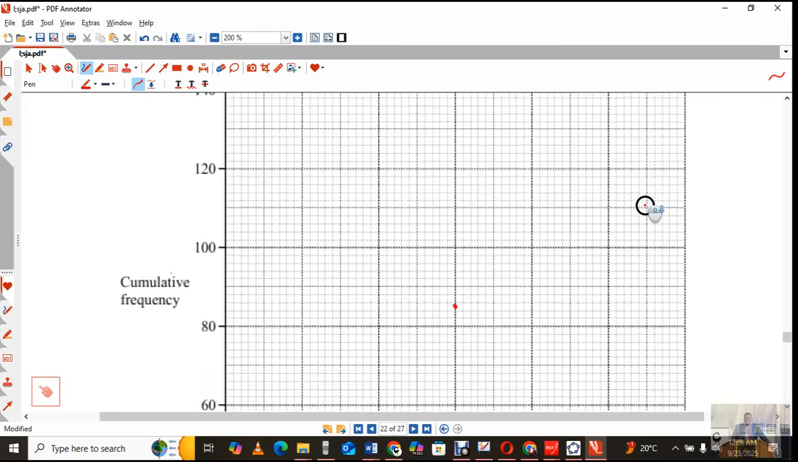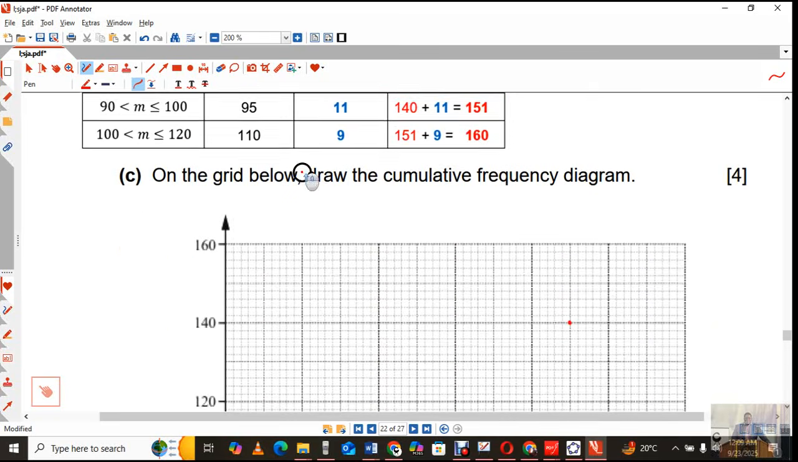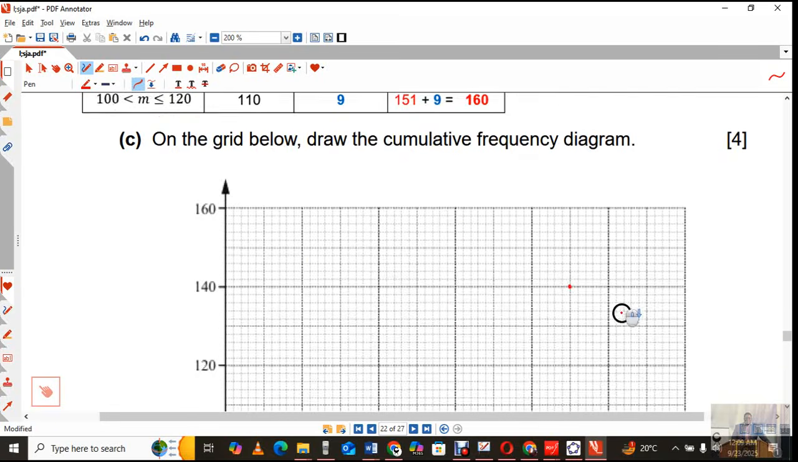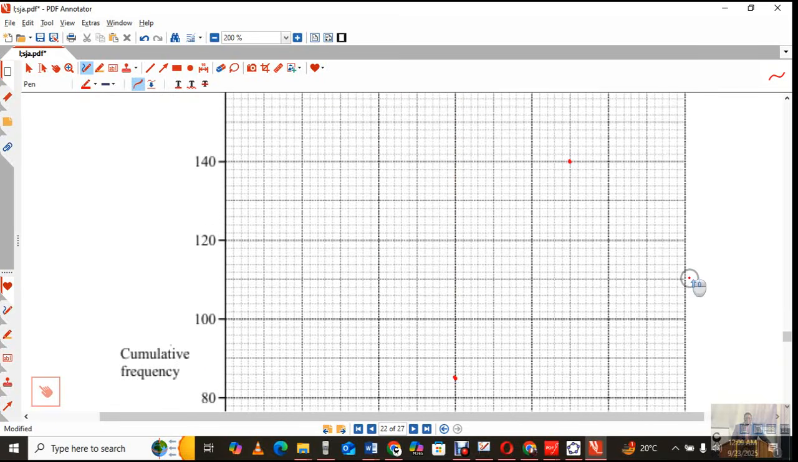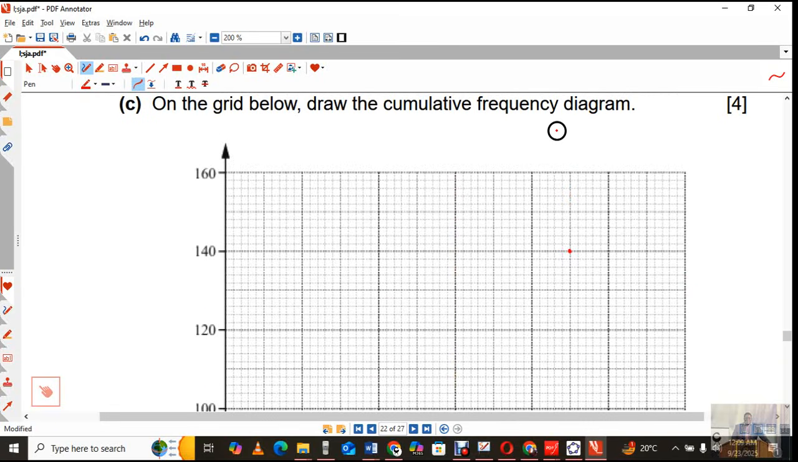Then the last one, obviously, it will bring me to 160. That is 120. Bring me to 160. 120 is over here, so it goes all the way up to 160. Right, so now that I have plotted them all, I'm going to make it smaller a bit.